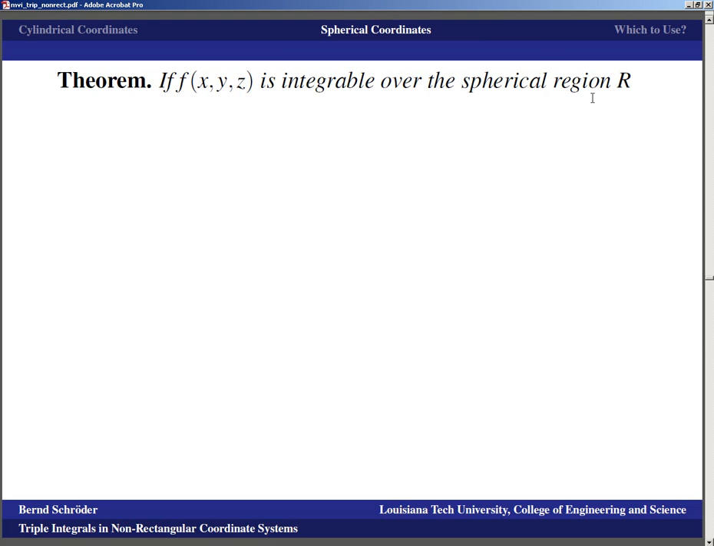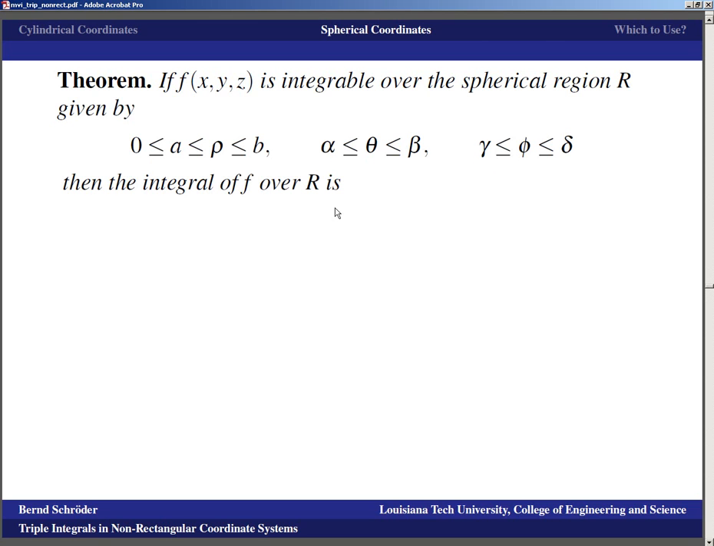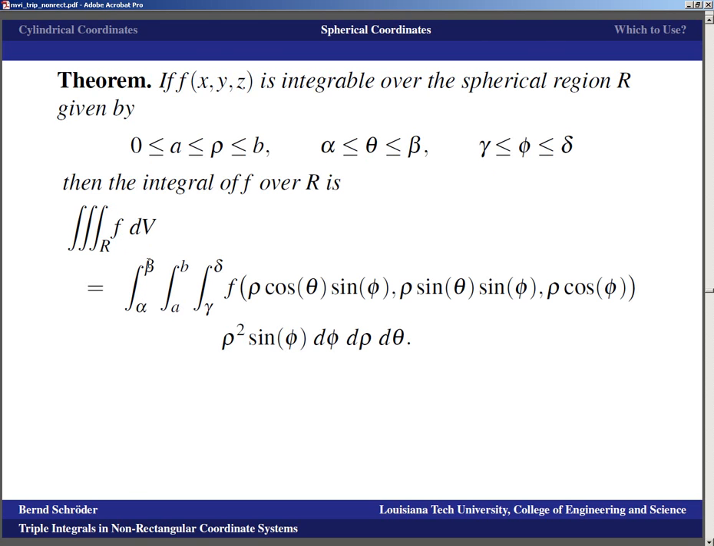That means that if f of x, y, z is integrated over the spherical region R, that is given by rho between a and b, theta between alpha and beta, and phi being between gamma and delta, then the integral of f over that region is the triple integral of f over the region dV, being the integral from alpha to beta in theta, integral from a to b in rho, integral from gamma to delta in phi, and then our volume element dV is rho sine phi d theta, rho d phi d rho, which is rho squared sine phi d phi d rho d theta.